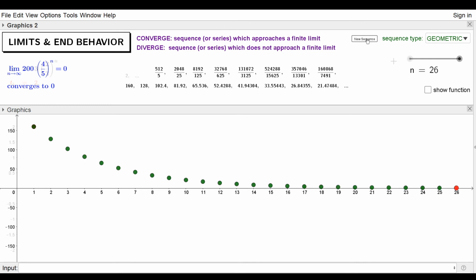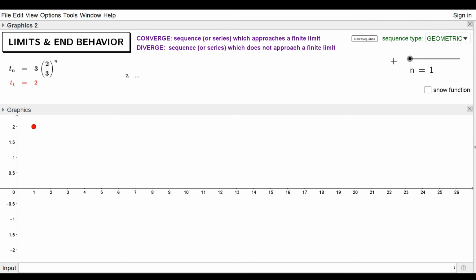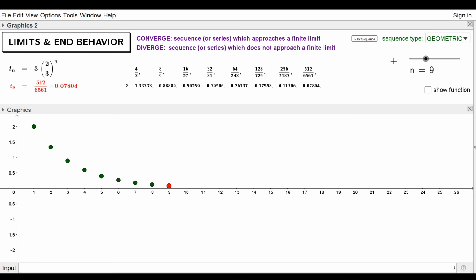Let's go look at another one. The first term of this sequence, 3 times 2/3 to the n, is 2. As I multiply by the common ratio 2/3 each time, you'll notice again that the numbers keep getting smaller and smaller and smaller. In fact, again, we would say that the geometric sequence here converges to 0.